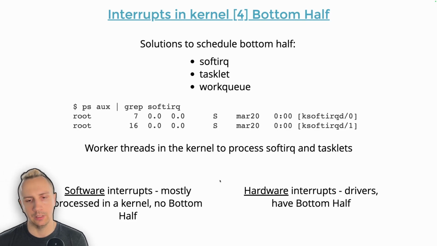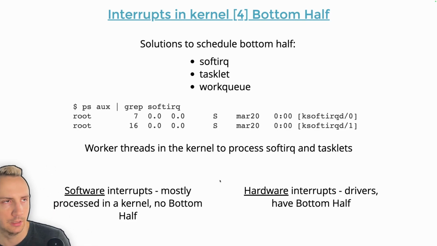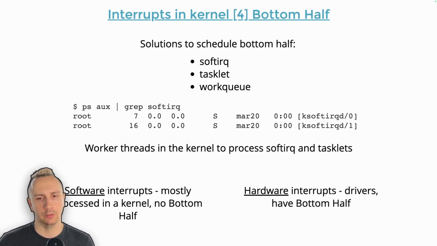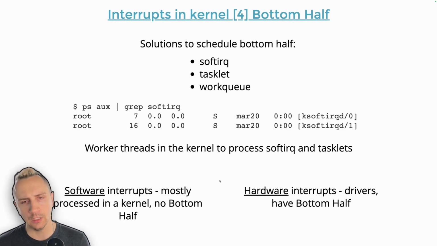Tasklet is another API, also for soft IRQ, that supposedly simplifies the interface a little bit. I have never worked with it, but this is what I was reading. And work queue is just a generic way to postpone work in the kernel again. It can be used not only for interrupts. So this is literally like an abstract thread pool, this work queue thing. And software interrupts are usually simpler and faster than hardware interrupts. They are always processed by the kernel itself, not by the drivers or other third-party modules.